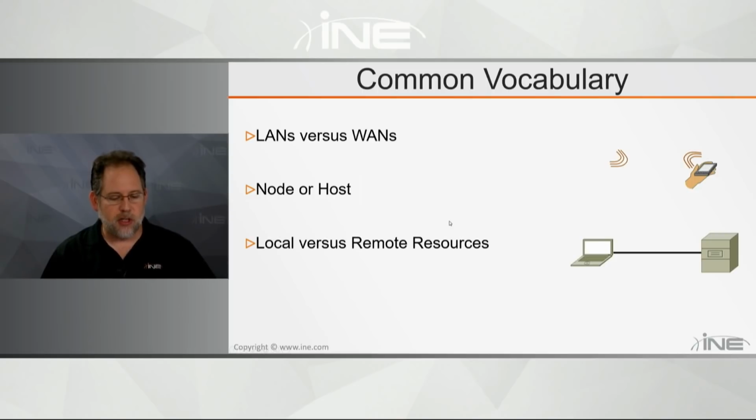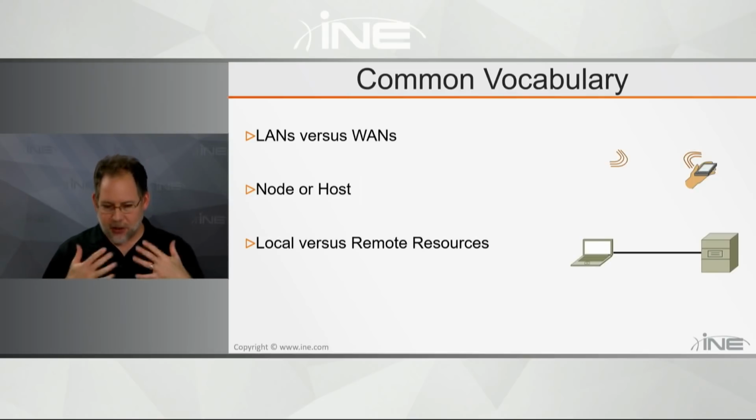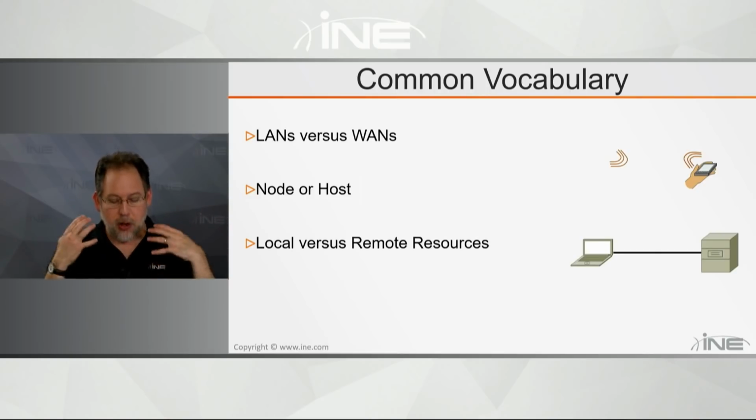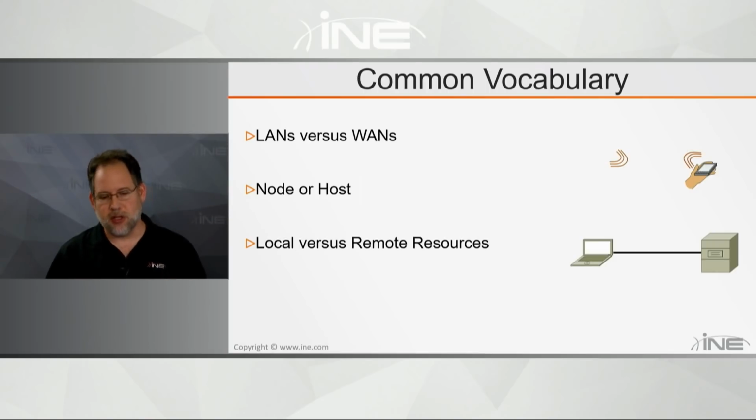Another term, local versus remote resources. A local resource is something that you can use on your laptop even if you have no networking connectivity at all. For example, you bring up Microsoft Word, Microsoft Excel, right? You can use those on your laptop and you don't have to be connected to the network at all. That's a local resource. Your hard disk drive in your laptop where you store everything, that's a local resource. Your monitor, your DVD-ROM drive in your laptop, that is a local resource.